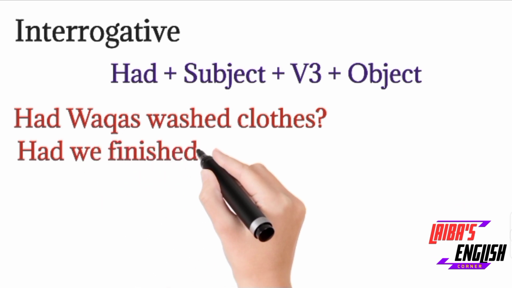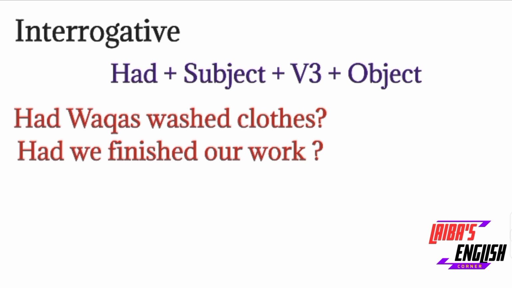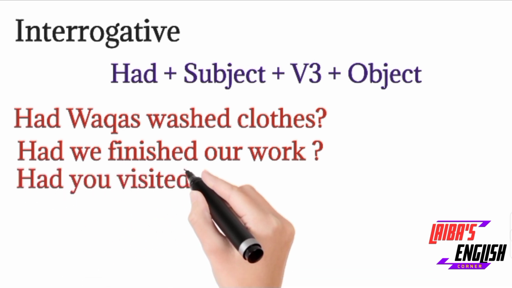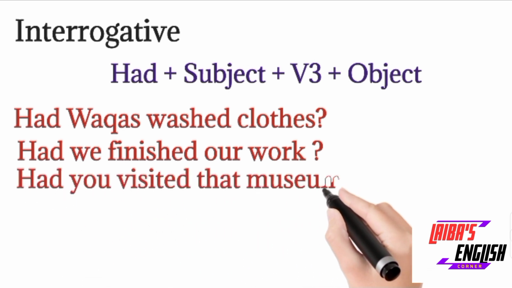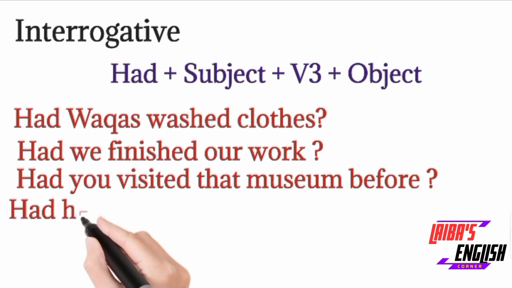Second example is, had we finished our work? So had is a helping verb, we is a subject, finish third form is finished, and work is an object. Third example is, had you visited that museum before? So in this we also follow the same structure and we will have a look at another example.